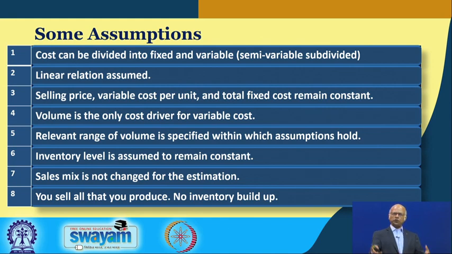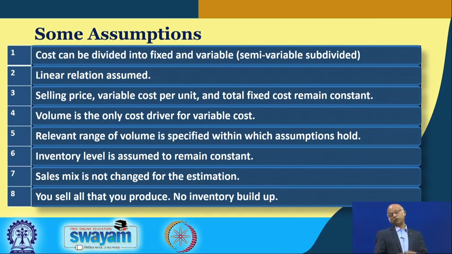But in reality, if you produce more, you buy more, cost of production goes down because of economy of scale. But here we think everything is linear. We don't consider all those special cases. Volume is the only cost driver, meaning that for variable cost you just multiply unit variable cost with volume. So, volume is the only cost driver, volume is the only revenue driver. Then a relevant range of volume is specified within which assumptions hold, meaning all our assumptions are valid within that relevant range of total sales and total production.